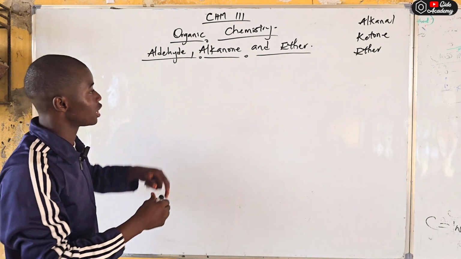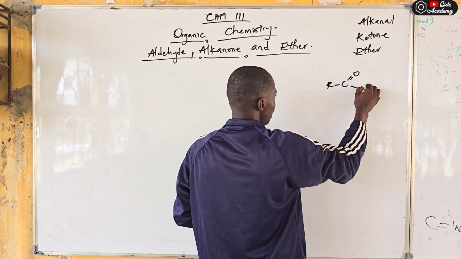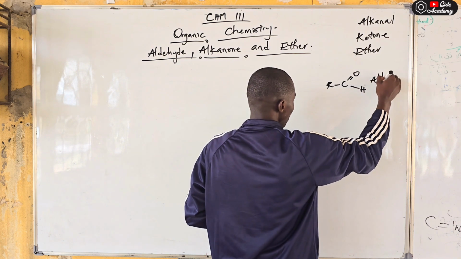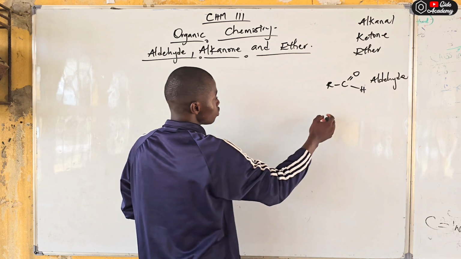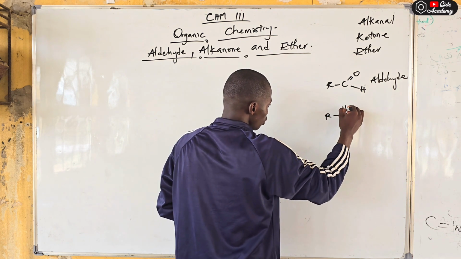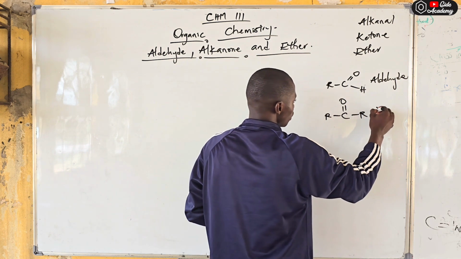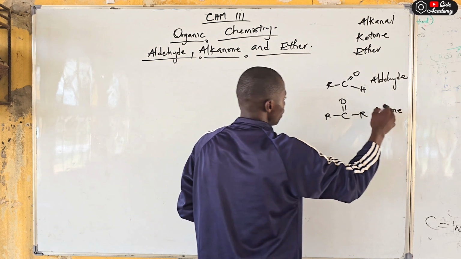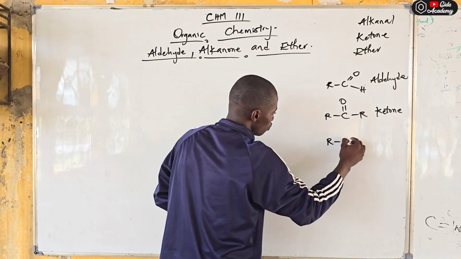The functional group for an aldehyde is R, C, O, and here is H. Please, this one is for aldehyde, which is also known as alkanal. Then for a ketone is R, C, double bond O, and here is R. So this is what we call ketone or alkanone. While for the last one, ether, it is R, O, what?